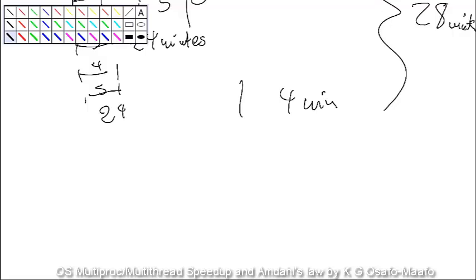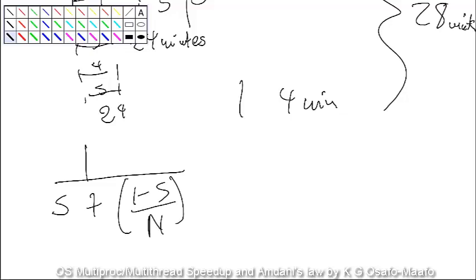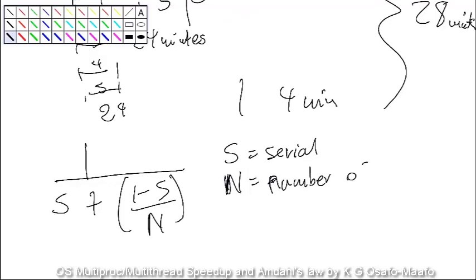Right. Now it says that if you have a process, the speed up, that's how much faster it's going to be, is given by the equation where S is the serial part, and N is the number of processes that work on the parallel part.